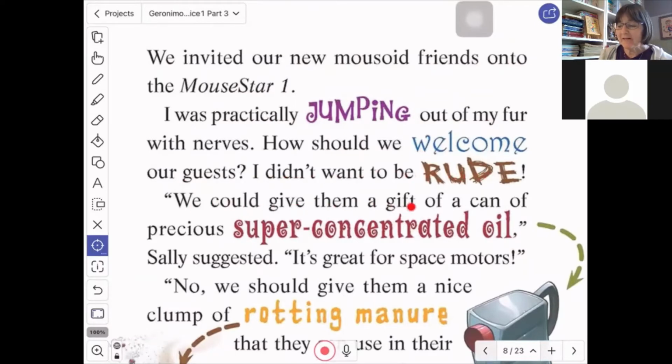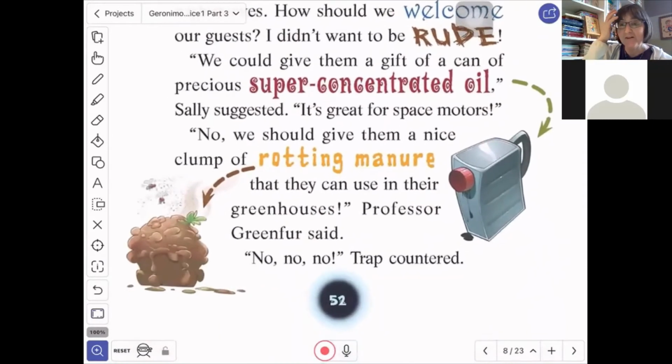We could give them a gift of a can of precious, super concentrated oil, Sally suggested. It's great for space motors. This must be the can of oil here. I don't really think of a can of oil as a really fancy gift. What do you think? No, we should give them a nice clump of rotting manure that they can use in their greenhouses, Professor Green first said. Does that sound like a nice gift? Yeah, kind of. No, Trap countered.